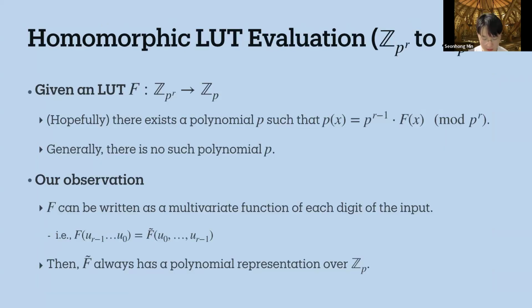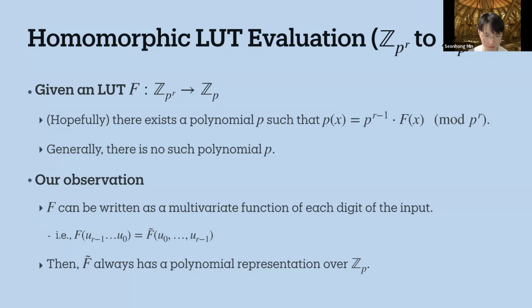Now, let's get into the details of our homomorphic LUT evaluation method. Firstly, we will focus on the case from Z_p to Z_p. So let's say that we are given an LUT f. Then hopefully, if there exists a polynomial which evaluates this LUT directly, then everything is fine. But the problem is that there is no such polynomial for most cases. For example, even digit extraction cannot be evaluated via a single polynomial evaluation.